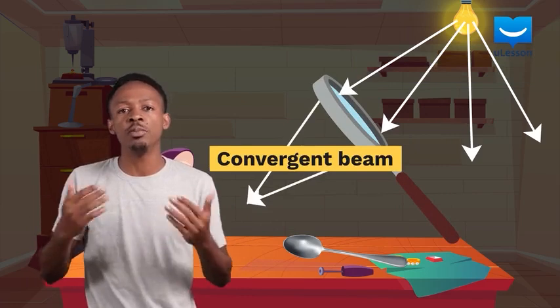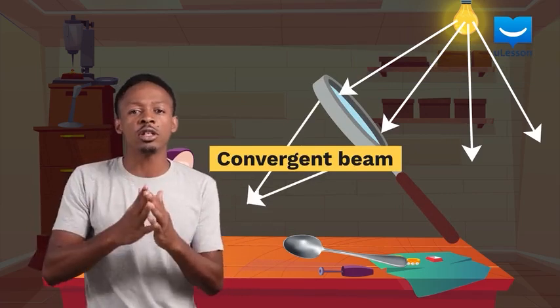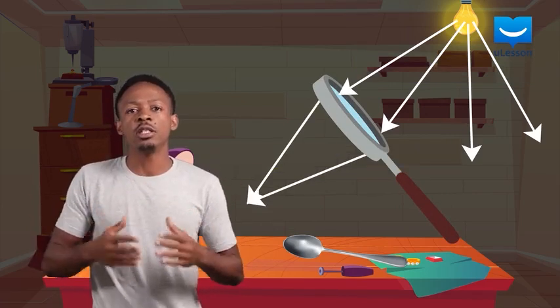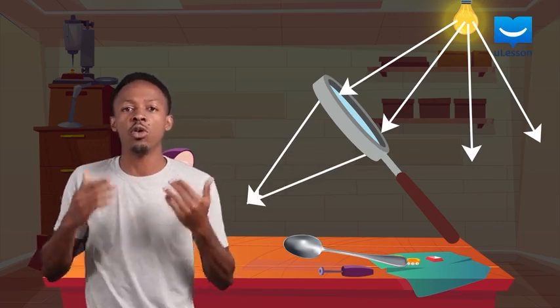And there's the convergent beam, where the rays move closer to each other towards a fixed point. This is often achieved with a lens or with mirrors.